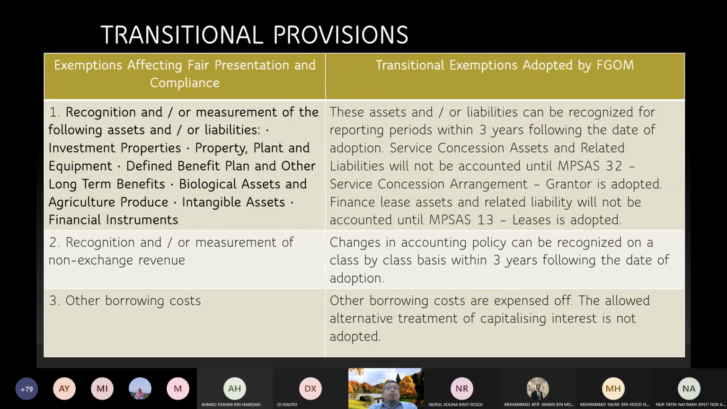You can see the exemptions affecting fair presentation and compliance. Recognition and/or measurement of the following assets or liabilities: investment properties, PPE, defined benefit plan, biological asset, agricultural produce, intangible assets, and financial instruments. I think possibly these are the assets that require more time for the government to prepare or finalize the accounting standards.